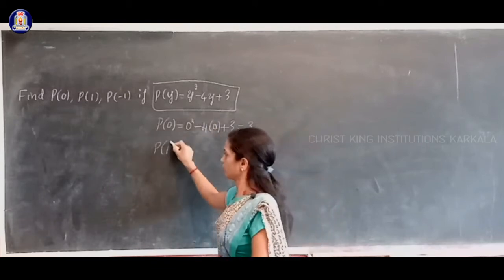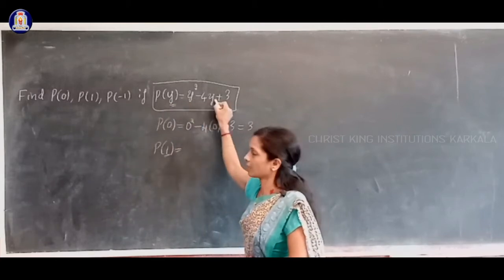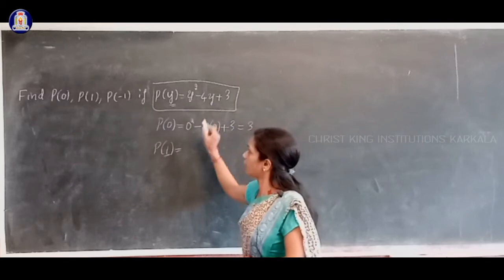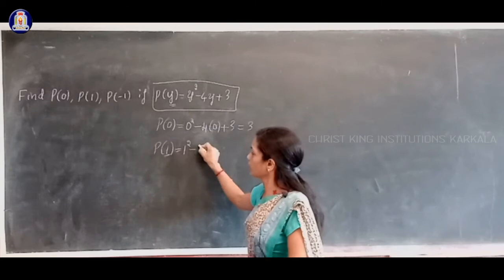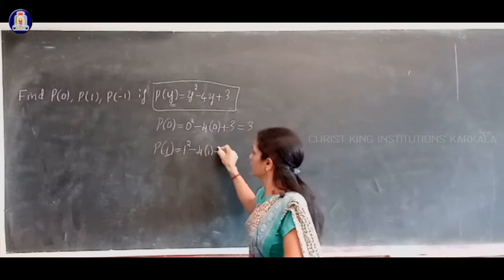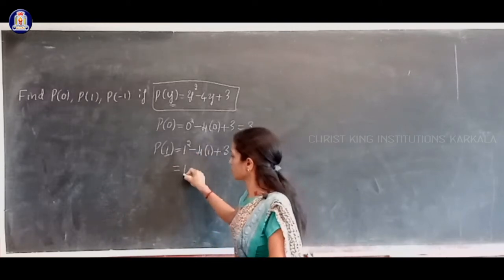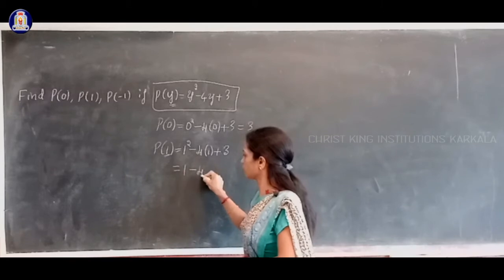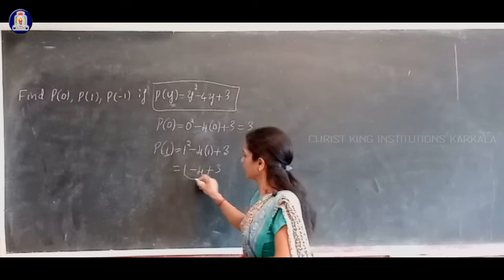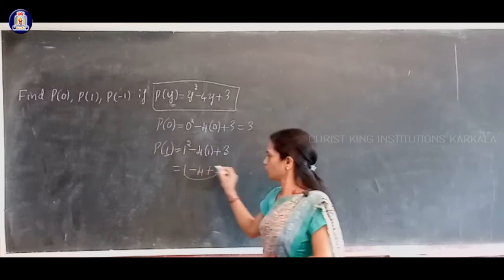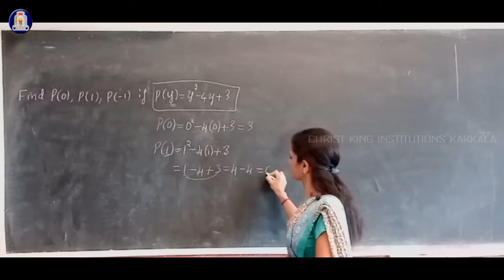Then p of 1, to get p of 1, what you have to do? See, in y place you have 1, so you have to replace every y by 1 in this highlighted one. So, p of 1 is equal to 1 square minus 4 into 1 plus 3. Then you simplify, any power of 1 is always 1. So, 1 square is 1 and 4 into 1 is 4, then plus 3. Here the minus sign you have to carry and add the plus numbers, 1 plus 3, that is 4, and here minus 4. 4 minus 4 is 0.